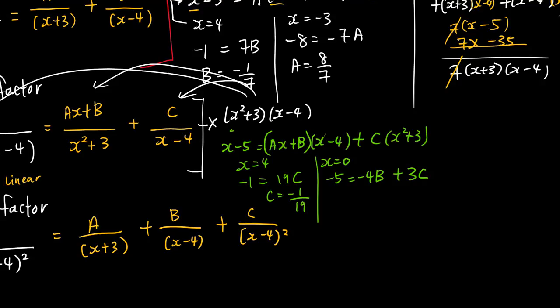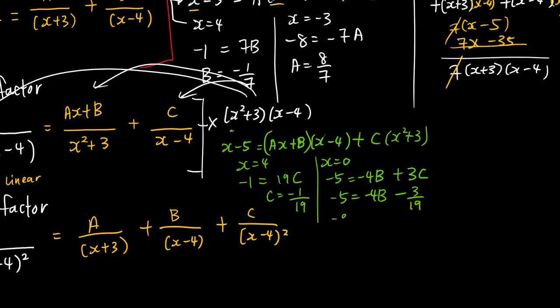Since you know the c value, you can insert the c value here and solve it out. -4b minus 3 over 19. Because this example I just randomly wrote, you can see the numbers over here are a bit complicated. But you can just use a calculator to solve it quickly. So it's -5 plus 3 over 19.